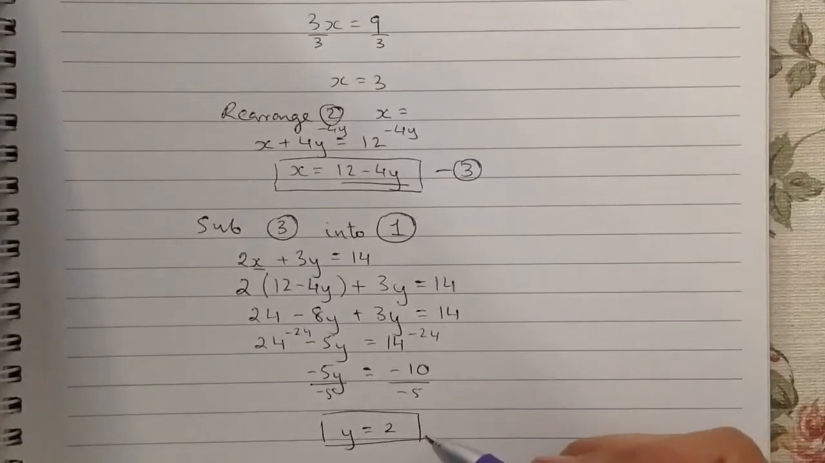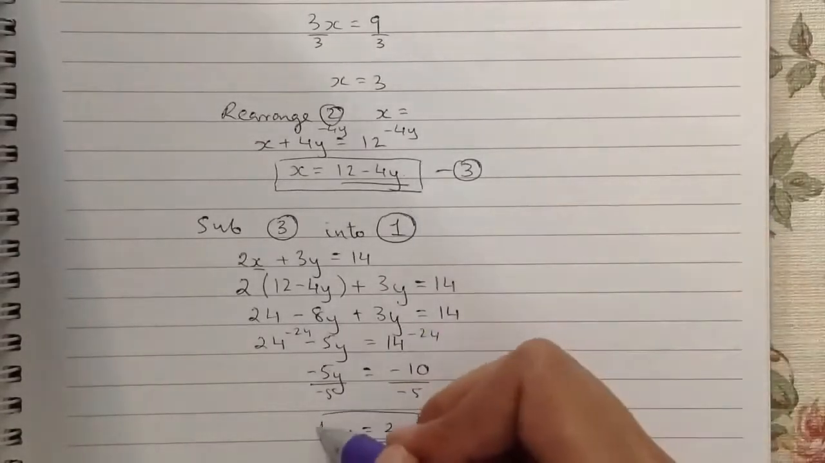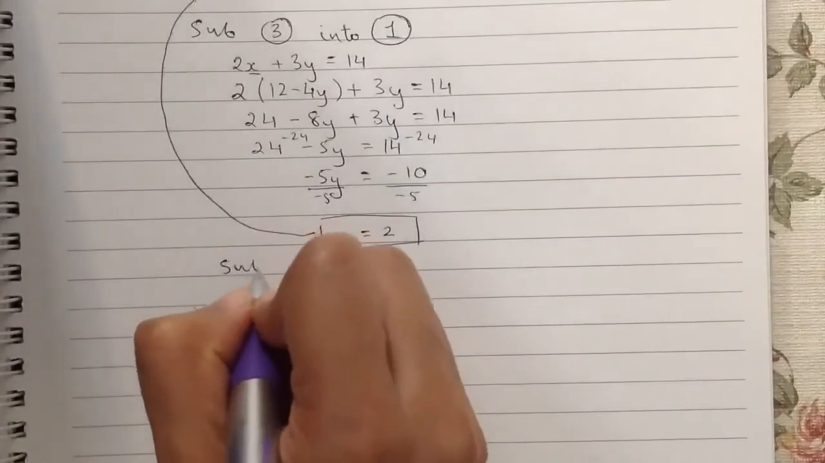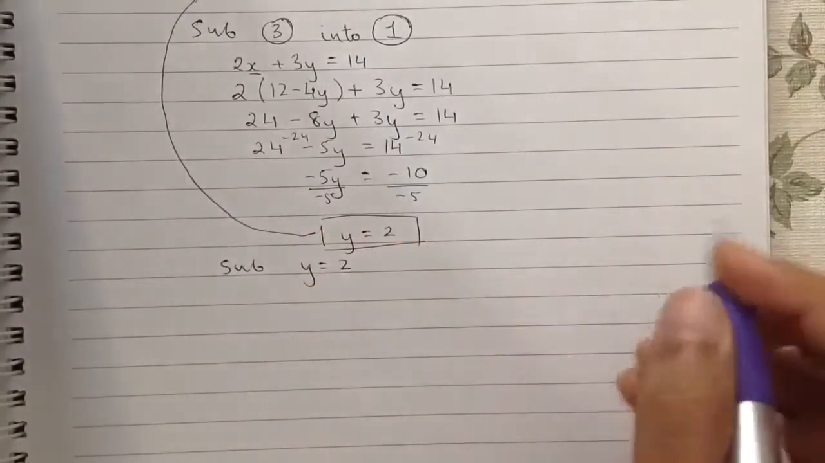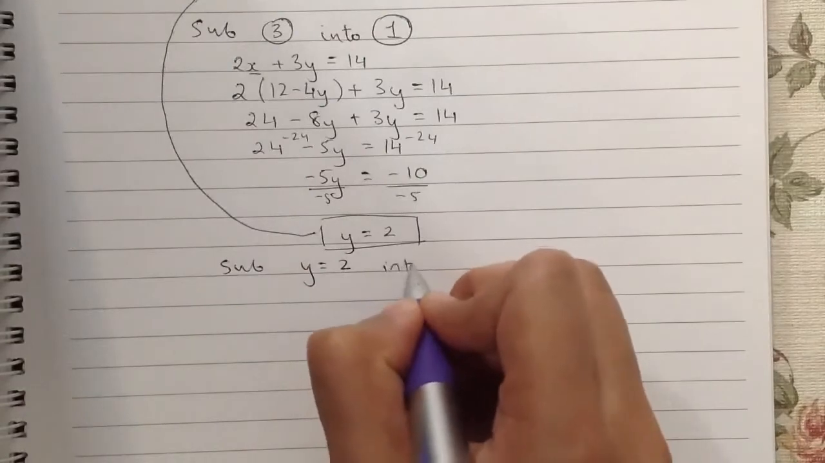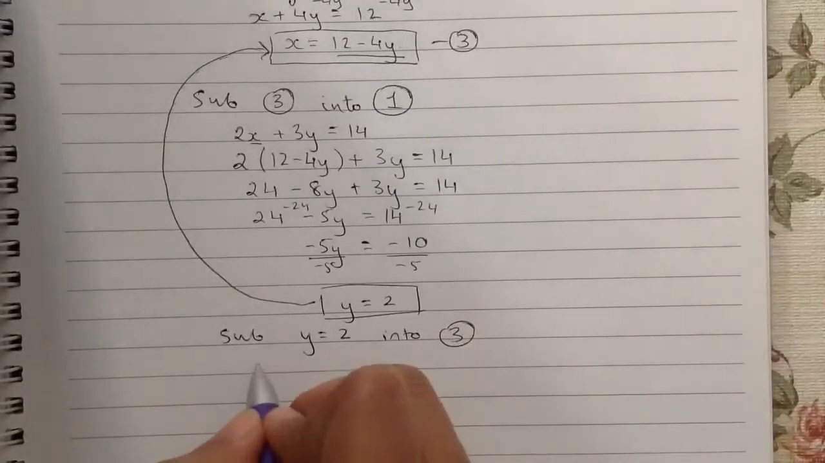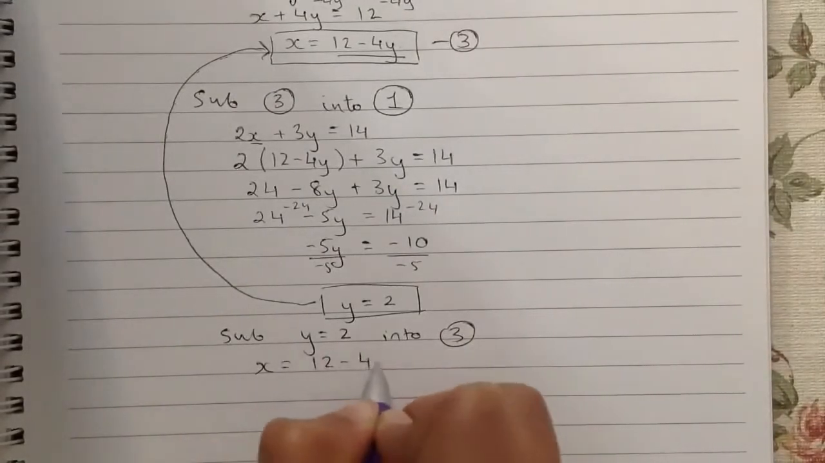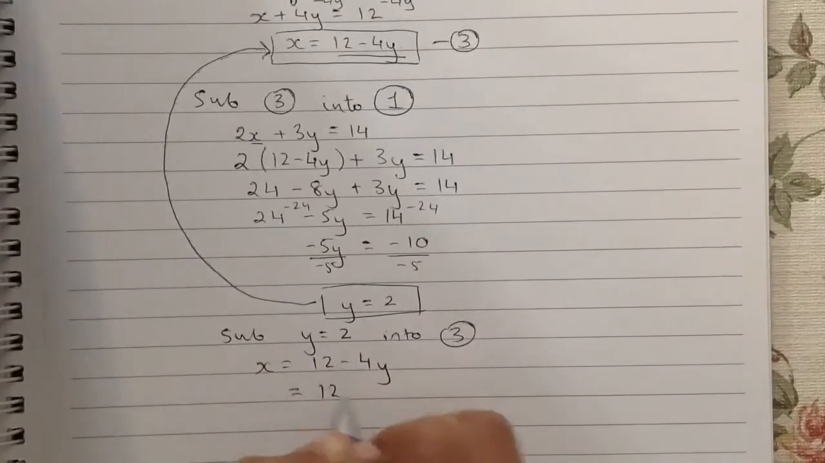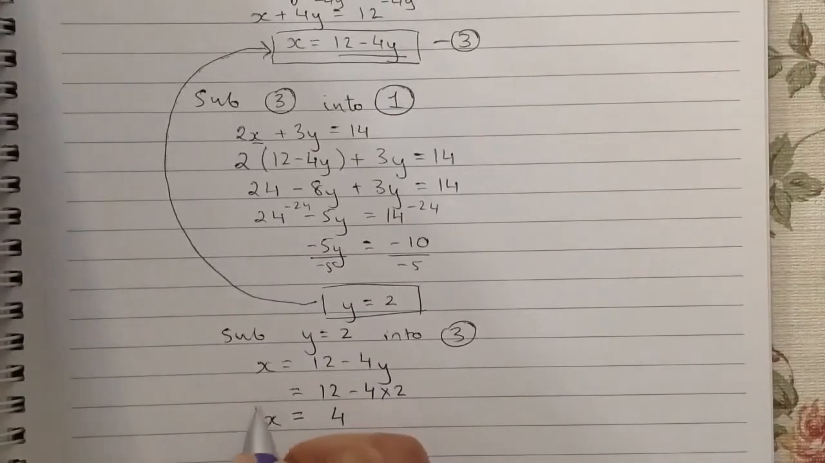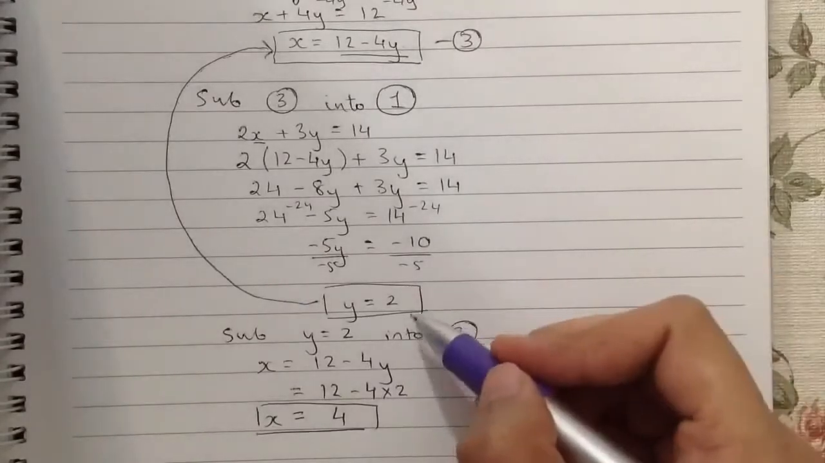Now that we know what y equals, we can find what x is simply by subbing that back in to equation 3. So let's do that. So sub y equals 2 into 3. So x equals 12 minus 4y, which is 12 minus 4 times 2. 12 minus 8 gives us 4. There. Now we know what y is and what x is.